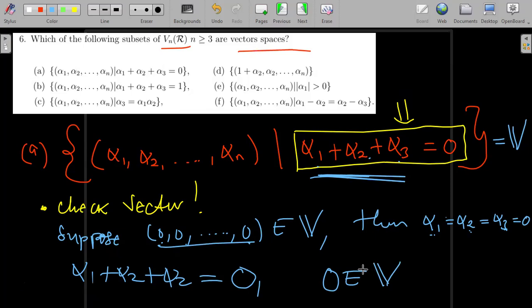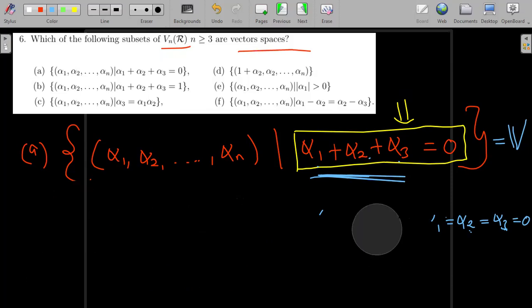So I said we just check 3 of them: the 0 vector, the closure rule under addition, and the closure rule under scalar multiplication. So we have checked the first one. Yes, the 0 vector is part of this set. So now let's check scalar multiplication.